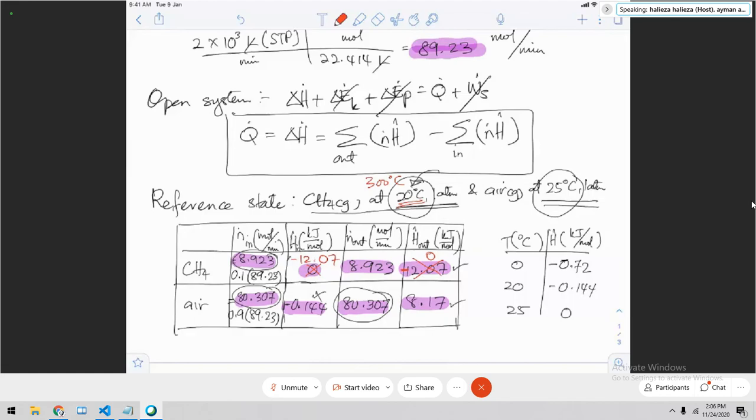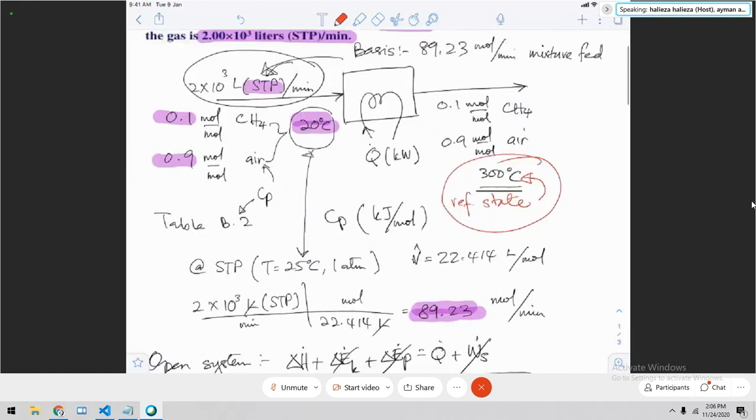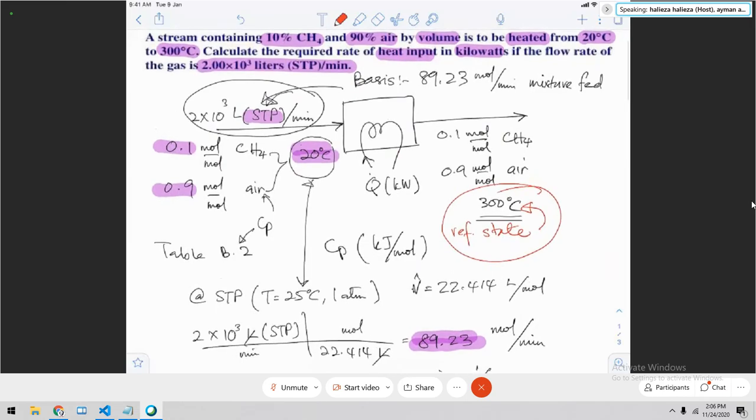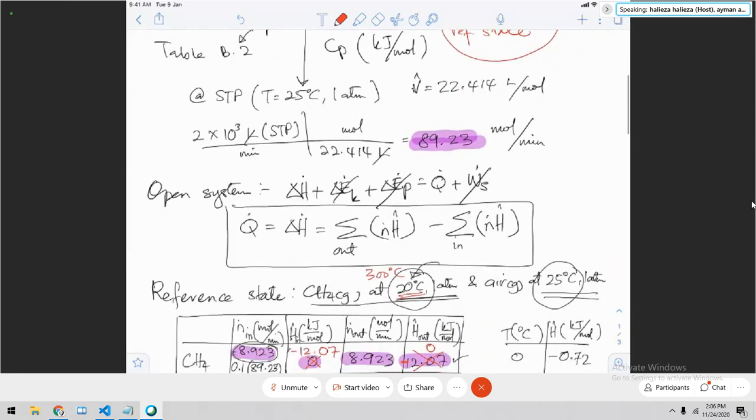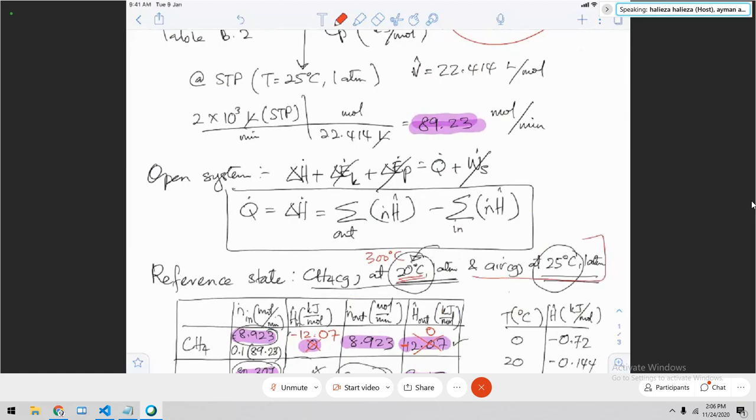A? We don't change A because A has nothing to do with it. A is still as it is. We do not change A, because we get it from appendix B8. So the only thing that we change is this. If you want to use your reference state at the outlet, not the inlet, but the outlet.